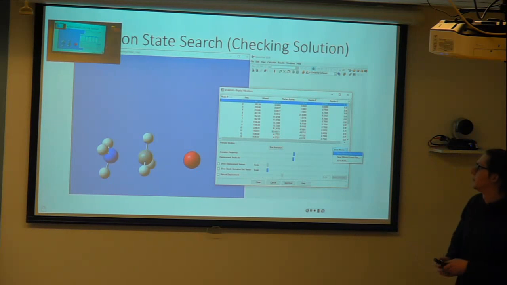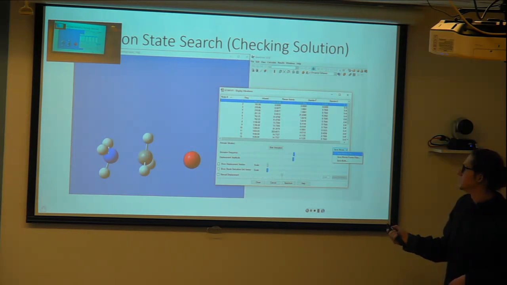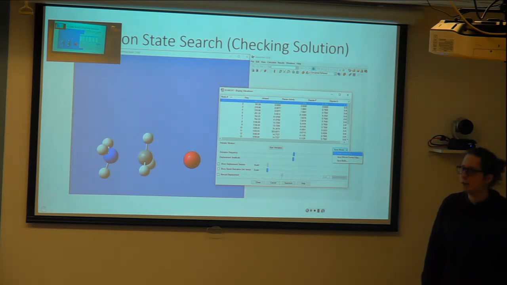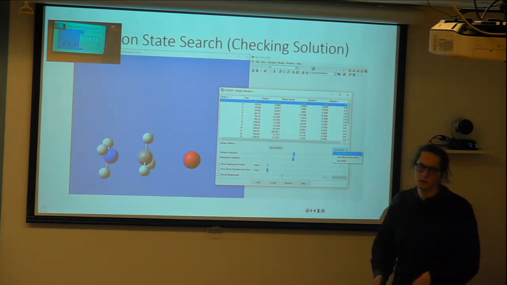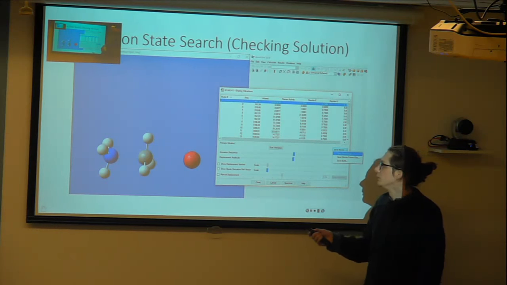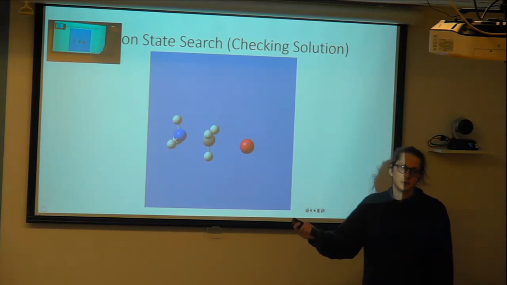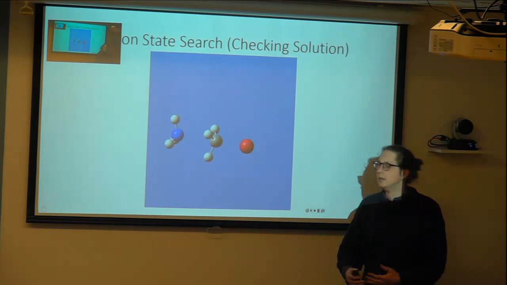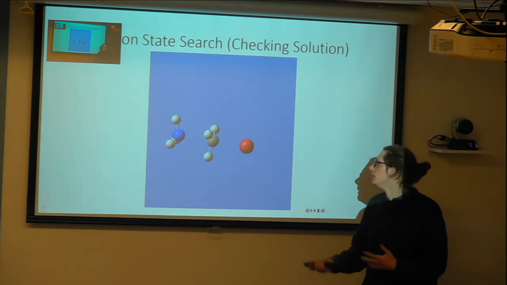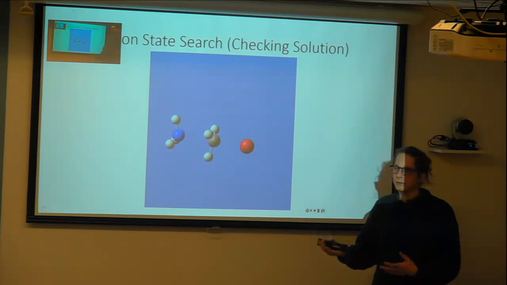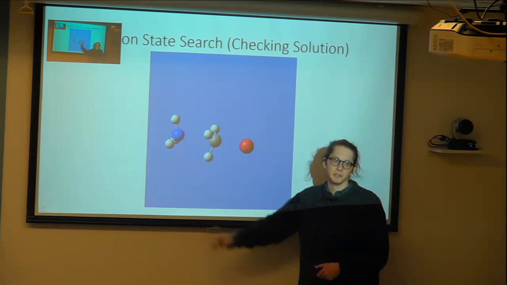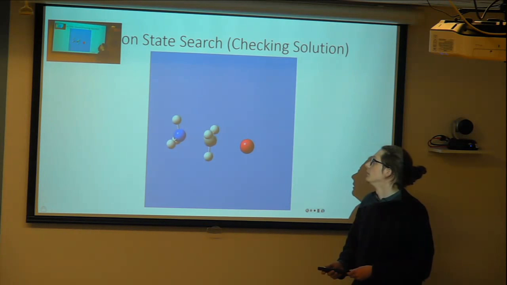And each one of these corresponds to an animation. If you want to save those, just click save and save movie file. GIF works well. So we have only one negative frequency, that's good. And then also you need to look at what your structure actually looks like. If it's not reasonable for the reaction that you're trying to do, it's probably wrong. This looks reasonable for forming a bond here, breaking a bond here. So this is probably the correct transition state.